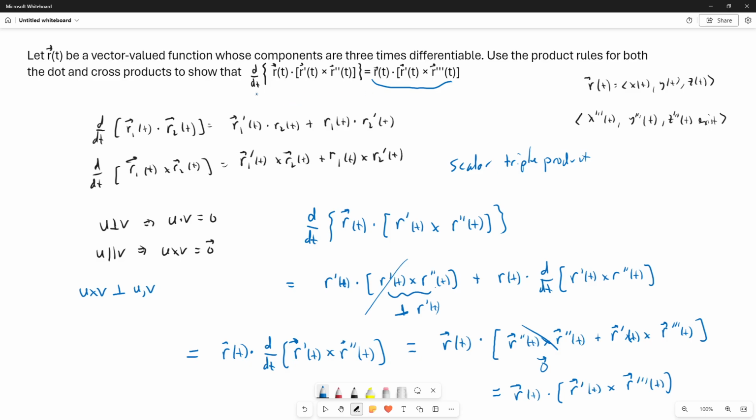So there's our derivative of a very special scalar triple product. It's the scalar triple product of R with R prime and R double prime. And we get the scalar triple product of R with R prime and R triple prime.